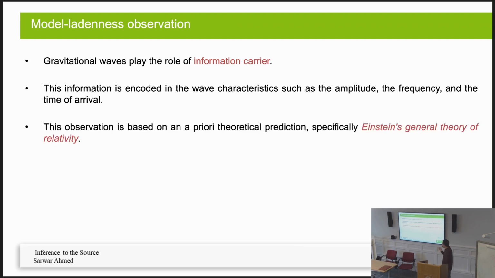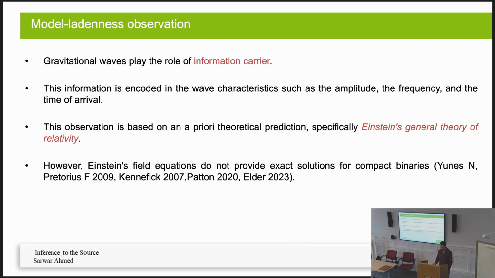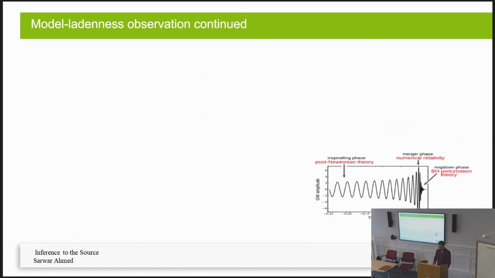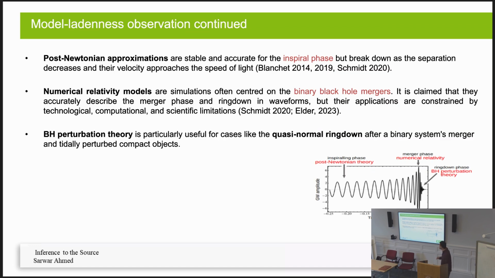And as you all know, the observation is based on a theoretical prediction, which is specifically Einstein's general theory of relativity. What is important here is that Einstein's field equations do not provide exact analytic solutions for compact binaries. So to go about this problem, the scientists have used approximations or models to predict the gravitational waves that compact binaries may produce. This is a very complicated process of modeling, but this is a very simplified version of it.